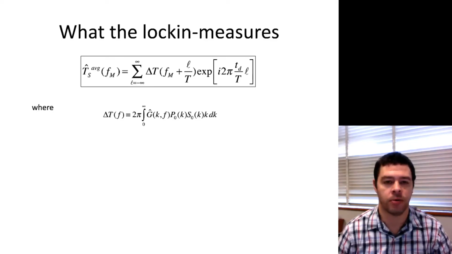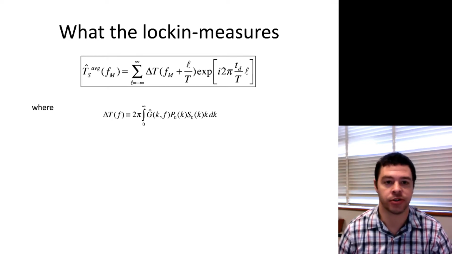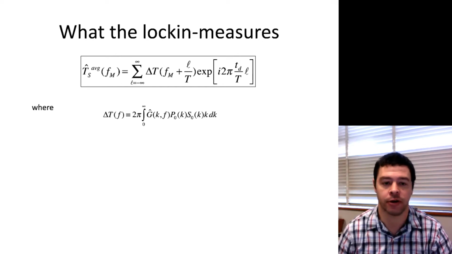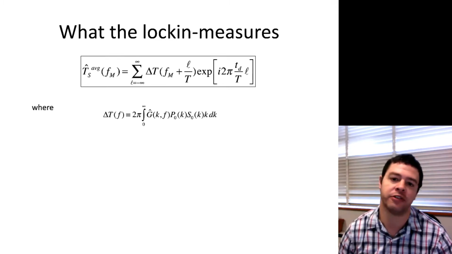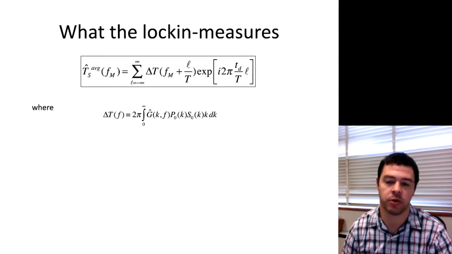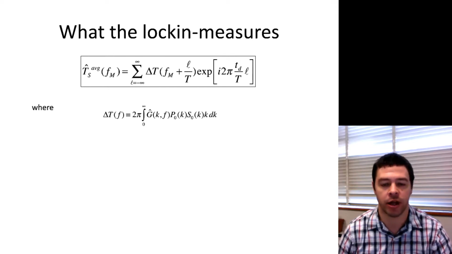All right, so to summarize what I've gone through so far, we've discovered that the thing that the lock-in amplifier measures is actually the so-called sampled average temperature at the lock-in frequency, which is the modulation frequency. And mathematically, that's given by an infinite series over this function we call delta T, evaluated at a whole bunch of different frequencies that are offset from each other by an amount 1 over delta, or 1 over the period between pulses, and with a phase factor on the end that depends on the time delay.